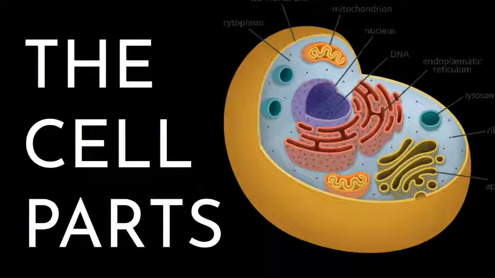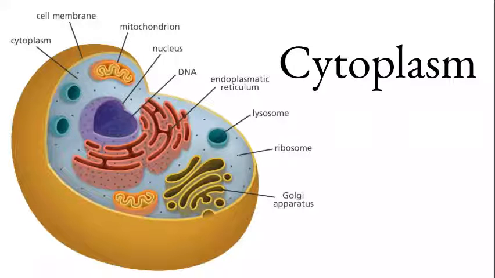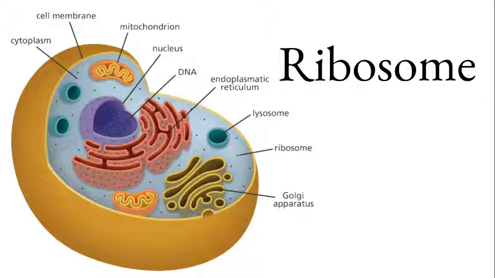The cell parts. Cell membrane. The cell membrane is like a protection layer for the cell. Cytoplasm. It is a thick liquid that fills up the cell. It mainly contains water, salt, and proteins. Ribosome. Cells have many tiny ribosomes, some in pairs and sometimes freely. They have a job in making proteins.